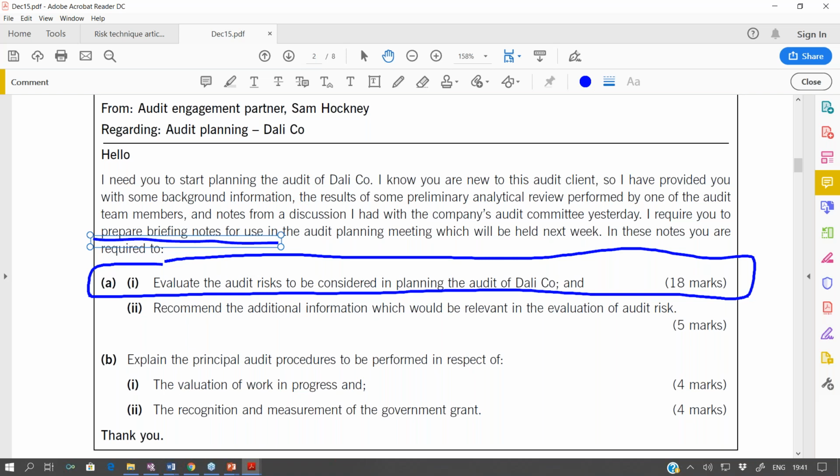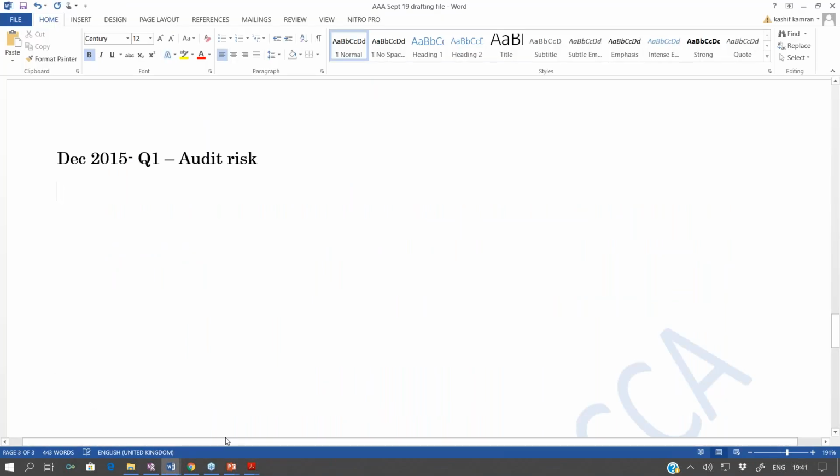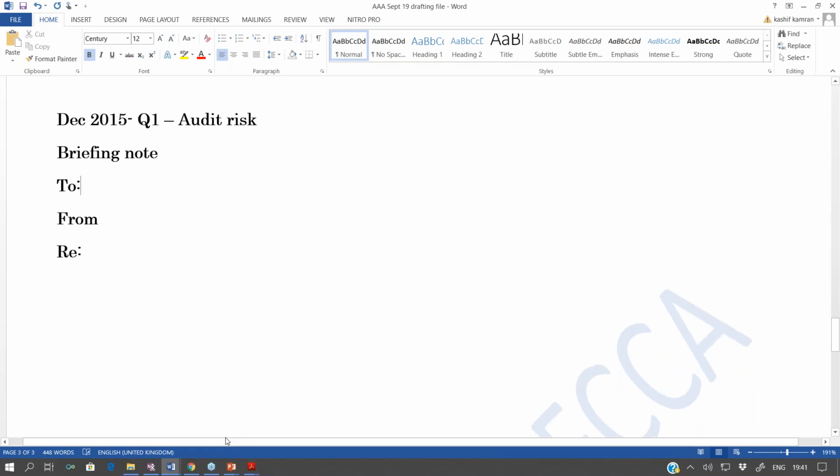Prepare a briefing note. Now, when you start writing a briefing note in an exam paper, you put a heading briefing note on top, and under the briefing note, you write to, from, RE. RE is the reply, because you have got an email from the partner, right? So you're replying back to the email. So the subject will become RE. Briefing note, to, from, RE.